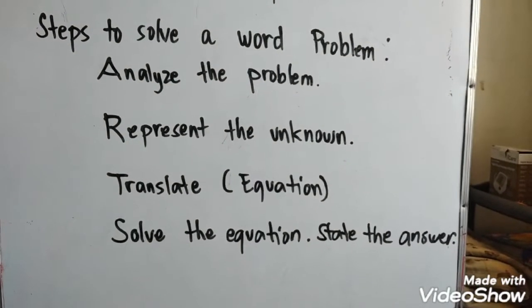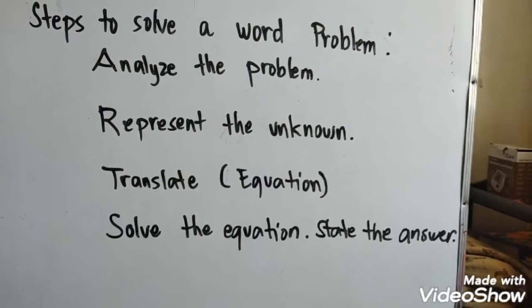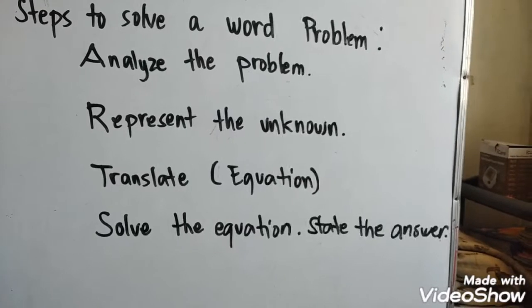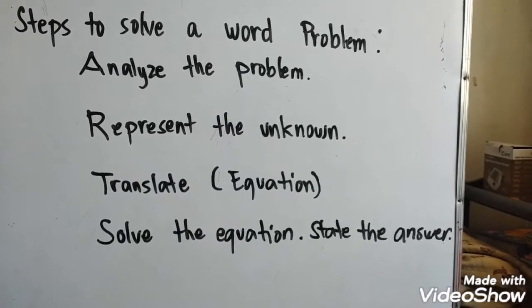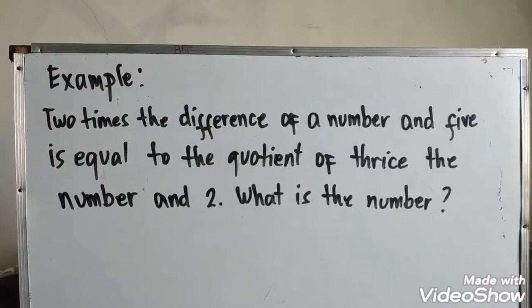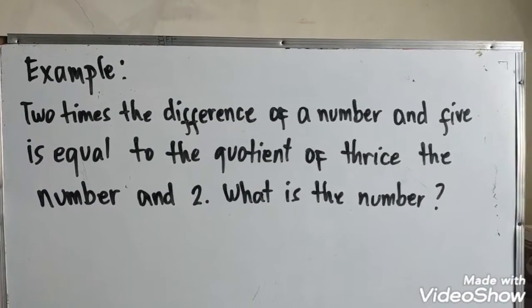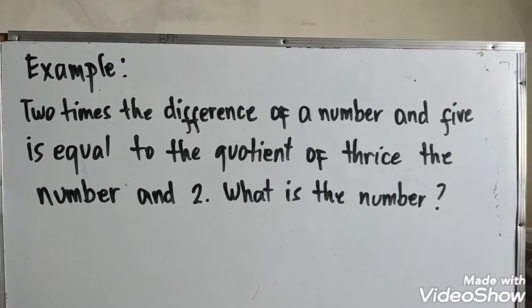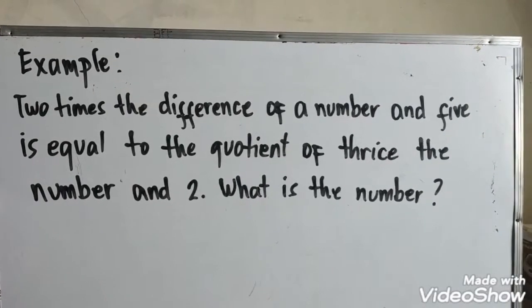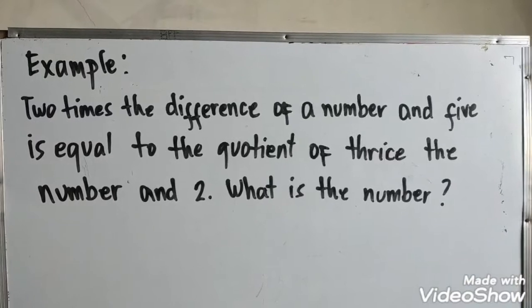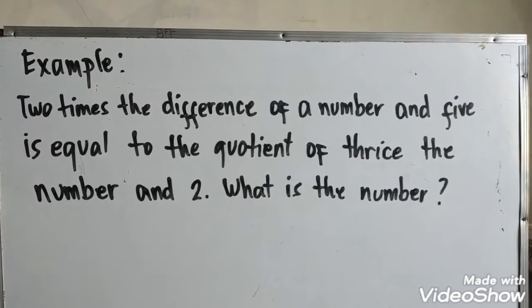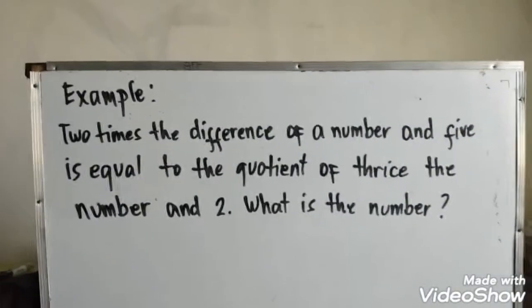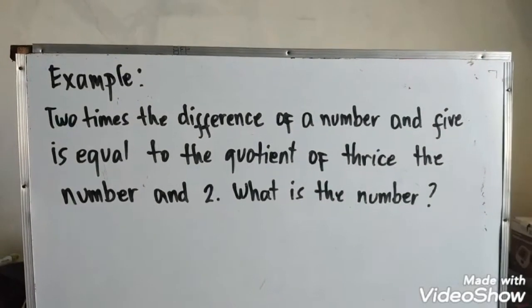Again, we have the word ARTS. A for analyze, R represent, T is to translate, and S to solve the equation. So let us start. Example word problem: 2 times the difference of a number and 5 is equal to the quotient of thrice the number and 2. What is the number?